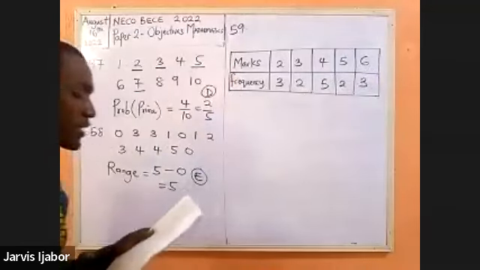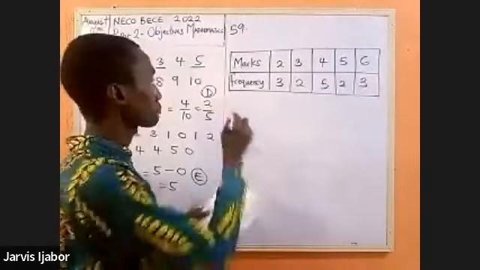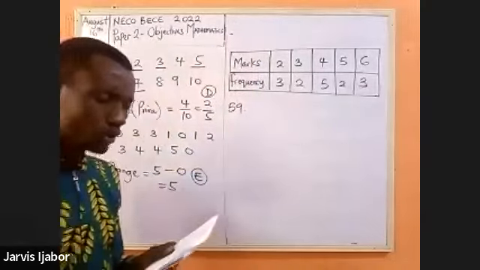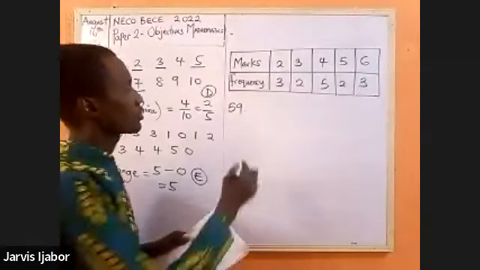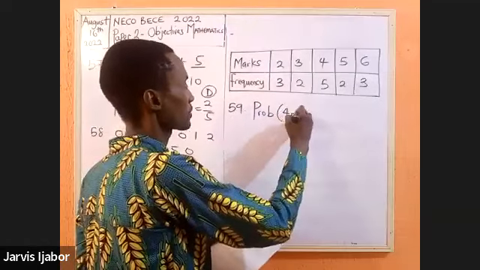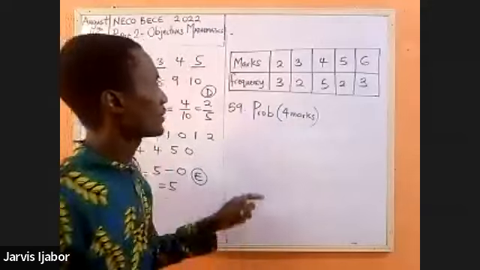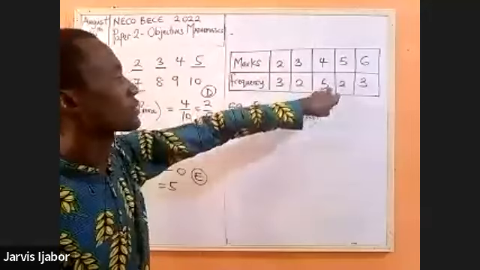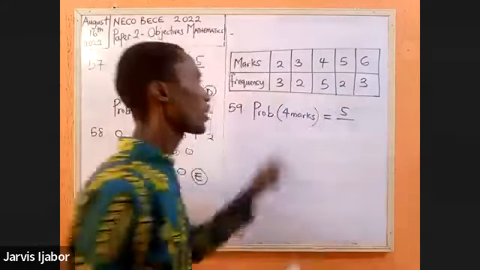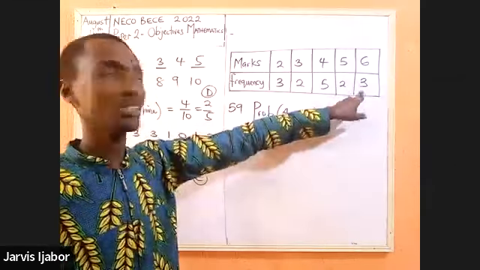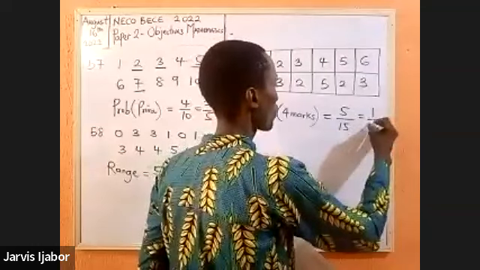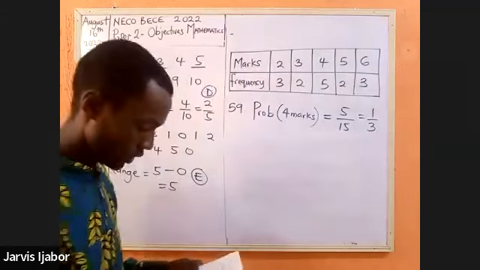Now, what is the probability that a student picked at random scored 4 marks? How many students scored 4 marks? It's 5. What's the total number of students considered? 5 plus 5 plus 5, 15. So the probability will be 1/3. So that option will be B.